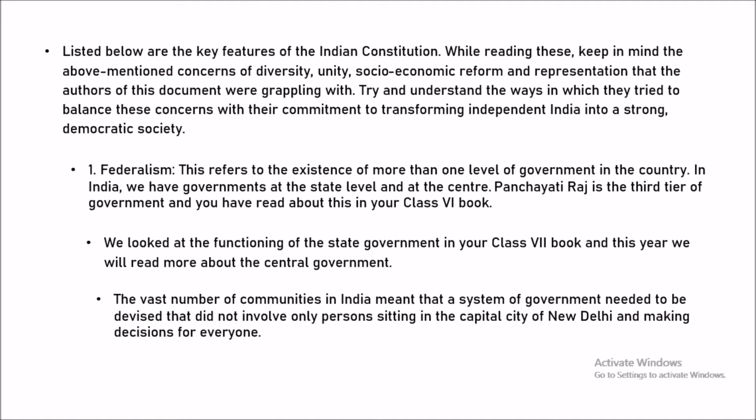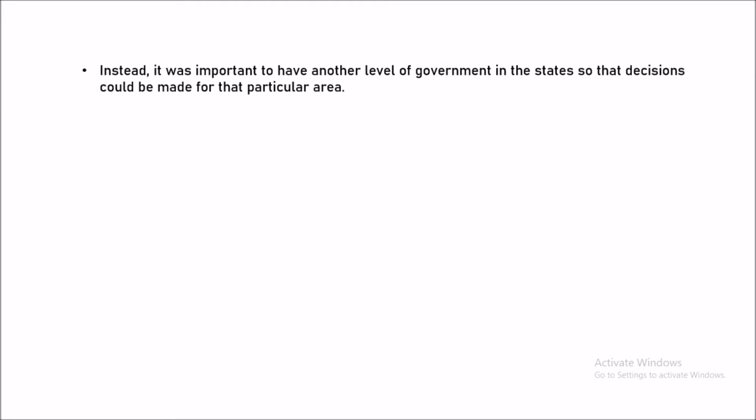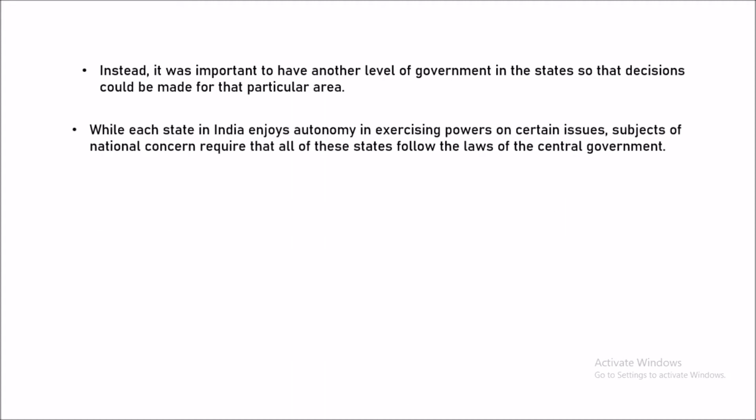Instead, it was important to have another level of government in the state so that the decisions could be made for that particular area. For somebody who operates the government from the capital city of the state or from the central region, it is very difficult to understand the local problem when it comes to local concerns. So, people also intended to have a local governance system.